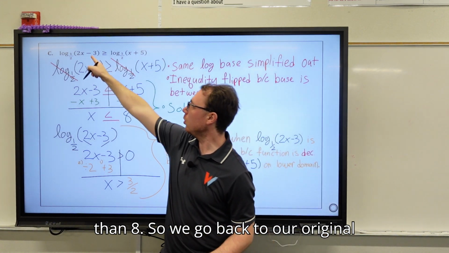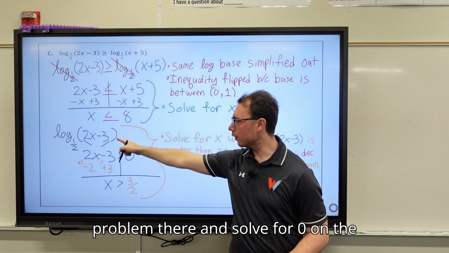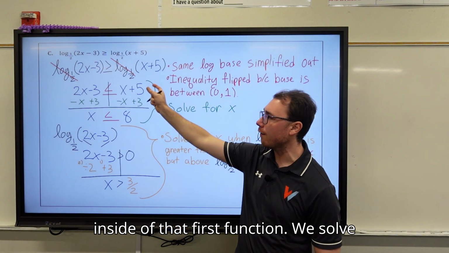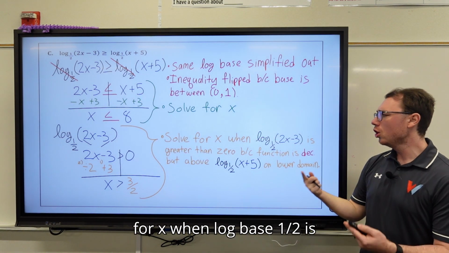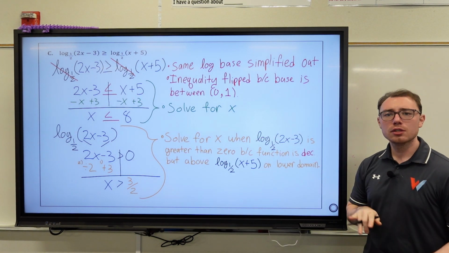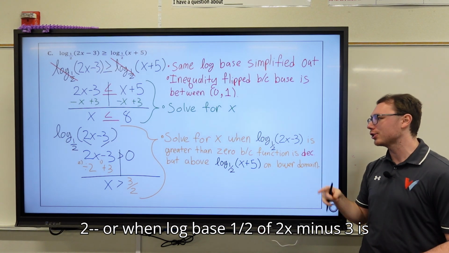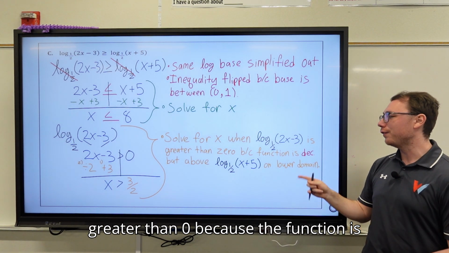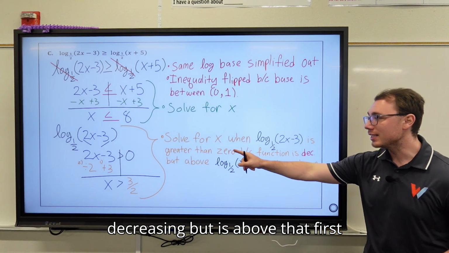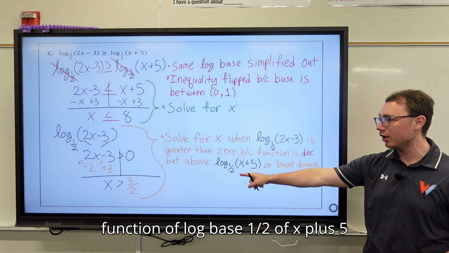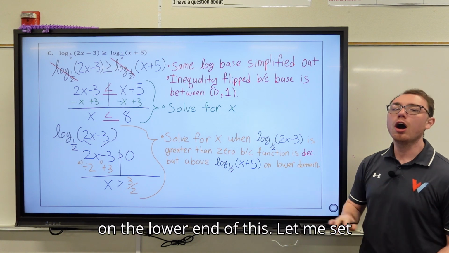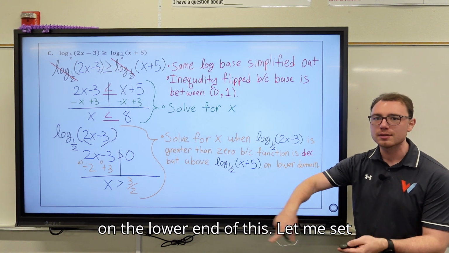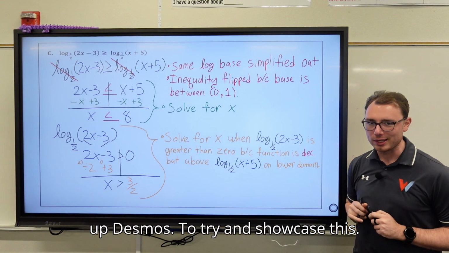So we go back to our original problem and solve for 0 on the inside of that first function. We solve for x when log base 1/2 of 2x minus 3 is greater than 0 because the function is decreasing but is above that first function of log base 1/2 of x plus 5 on the lower end of this. Let me set up Desmos to try and showcase this.